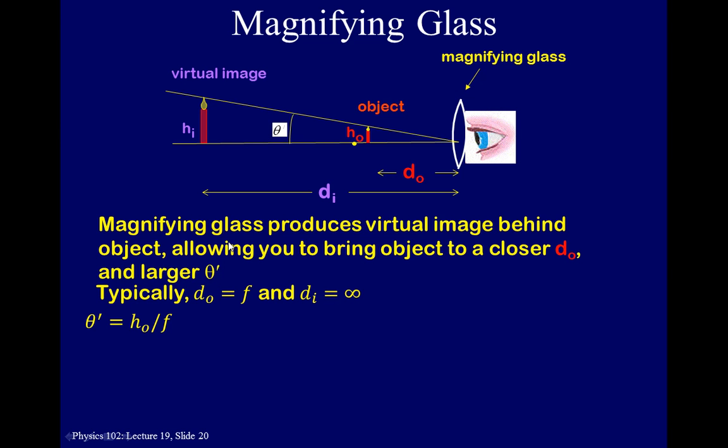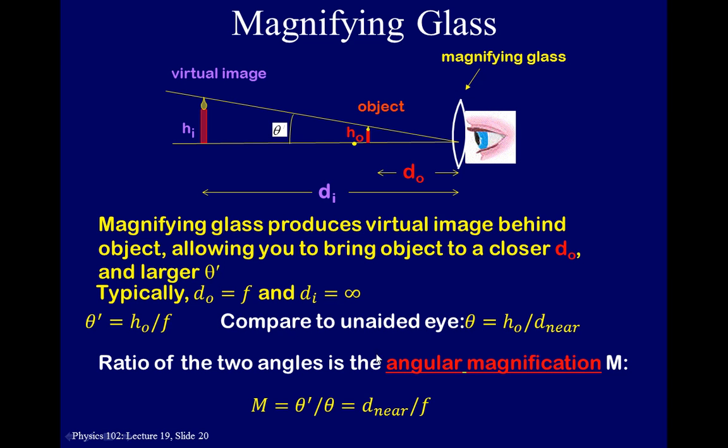What this means now is the new angular magnification, theta prime, is just the object height over the object distance, which is f, the focal length of the magnifying glass. If you compare that to your unaided eye, that angular size was the object height over the near point distance. And so the ratio of the two, which is the angular magnification, is theta prime over theta, or the near point distance over the focal length of the lens. So the smaller the focal length of that magnifying glass, the more curvy it is, the larger the angular magnification, and the larger the image is of that object that you see.